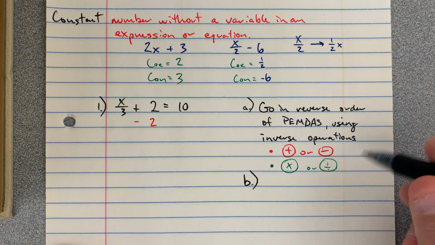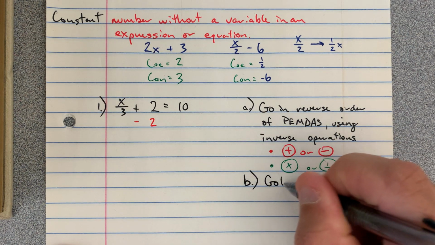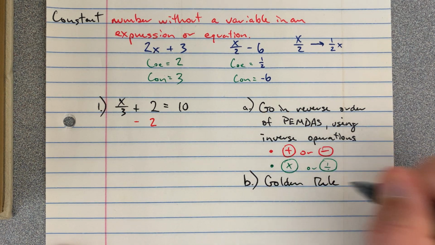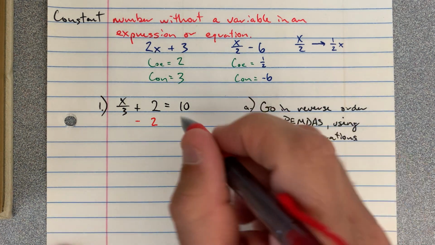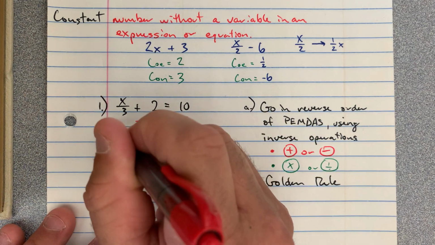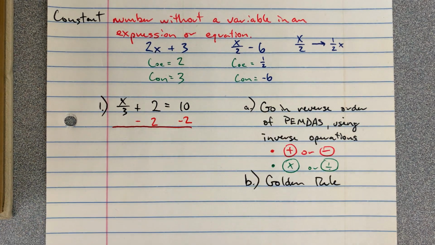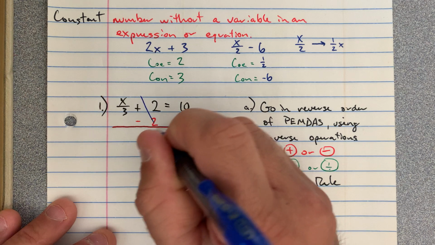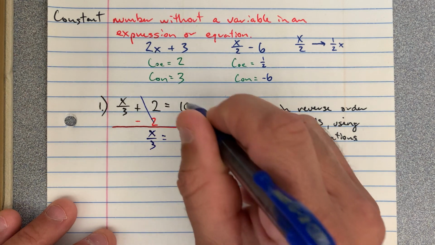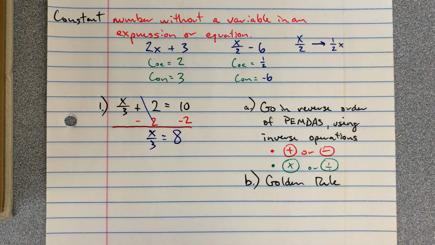Step B. I'm going to, from here on out, just call this the golden rule. The golden rule is what I do to one side, I do to the other. So since I'm subtracting 2 here, I need to subtract 2 there. Bring everything down correctly. Those cancel out. I'm left with x over 3. 10 minus 2 is 8.